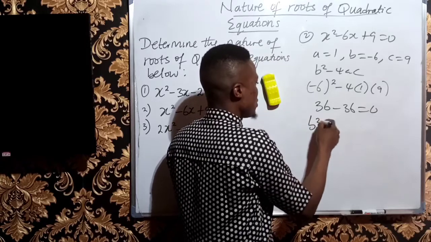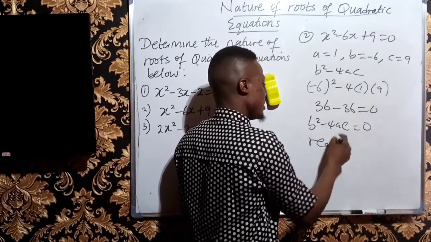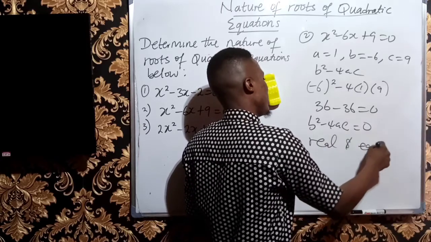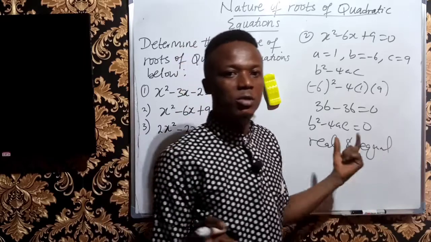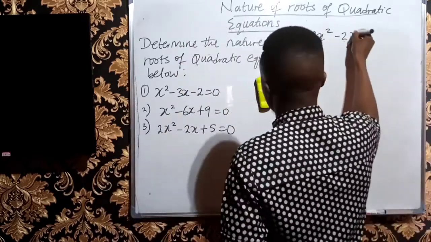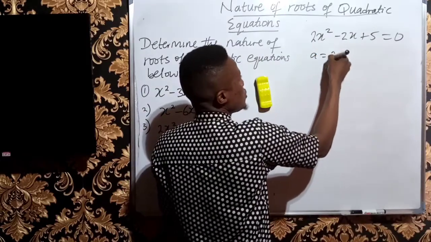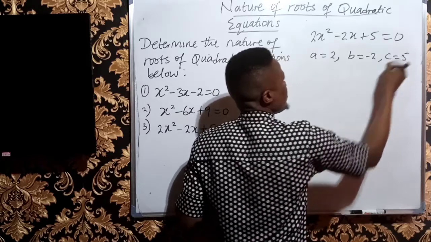Since b squared minus 4ac is equal to 0, it means it is real and equal. Whenever you get 0, it means that the nature of the root of the quadratic equation is real and equal. So finally, let's take the last one. My a is 2, my b is minus 2, and my c is 5.